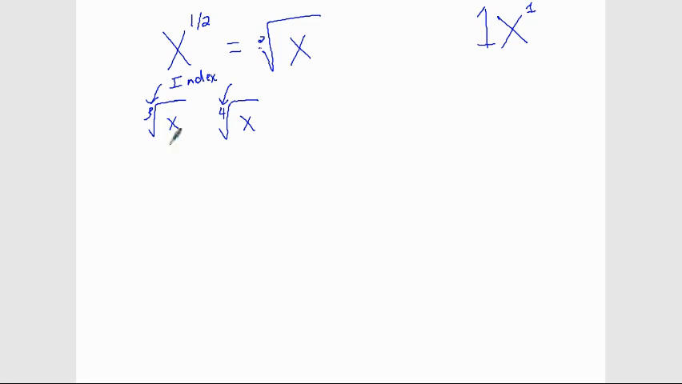So this means the cube root of x is x to the 1/3. The 4th root of x is x to the 1/4. And if we make it a little bit more complicated, let's say the 4th root of x to the 5th would be the same as x to the 5/4. The exponent here is the numerator of the rational exponent, and the index is the denominator.